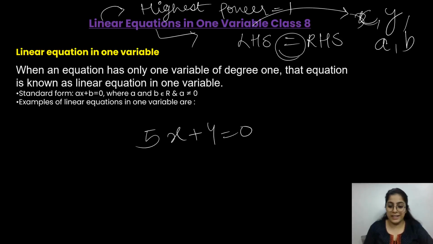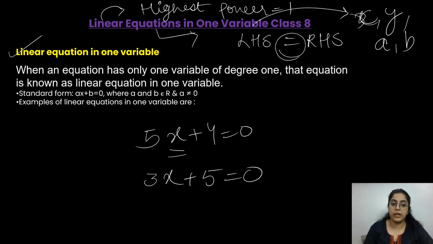Is that so? Yes. Why? Because we are having x as one variable over here. 5x plus 4 is equals to 0. Okay. What about the next one? It would be 3x plus 5 is equals to 0. Okay, that's great. This would be the linear equation.